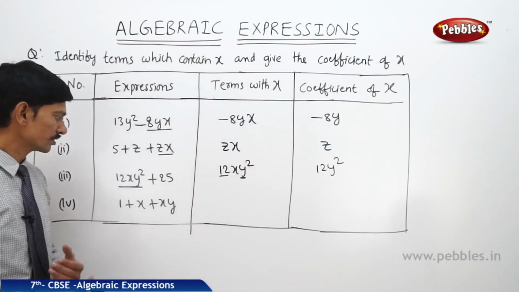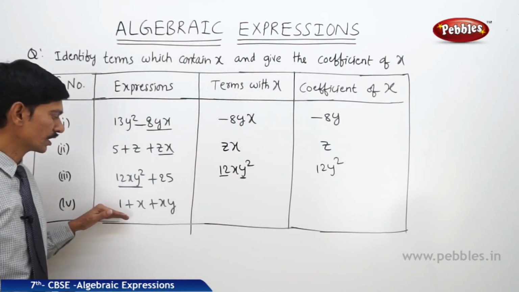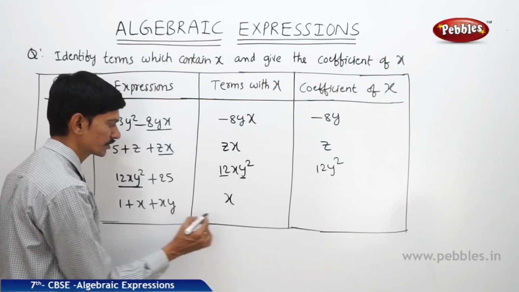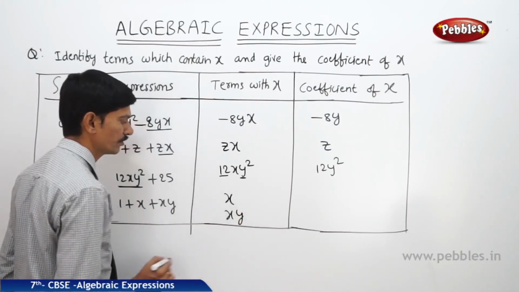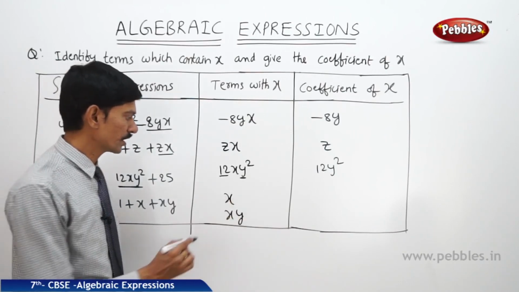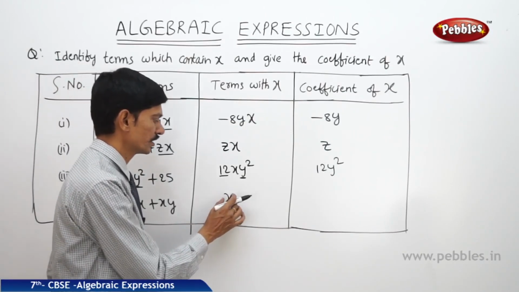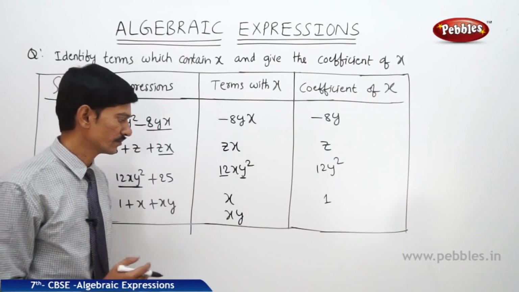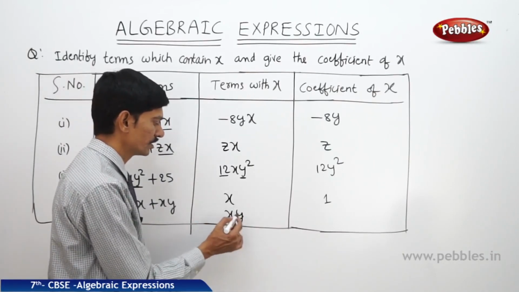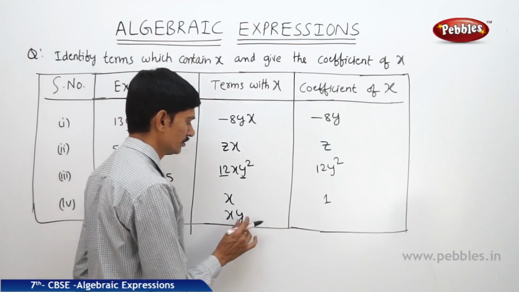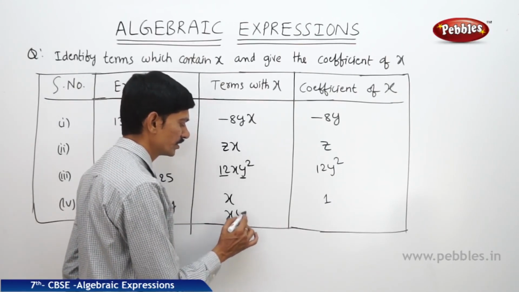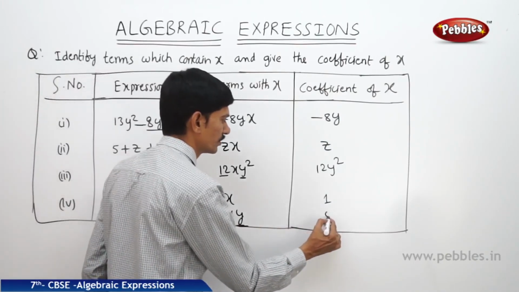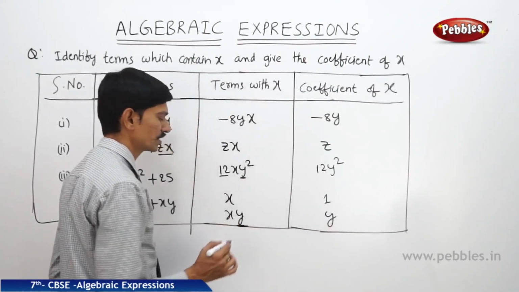Next, the fourth algebraic expression. In this the first term does not contain x and the second term contains x and also the third term contains x. So here two terms contain the variable x. In this, what is the numerical coefficient of x in the first term? That is 1, because it is 1x means the numerical coefficient is 1. And what is the numerical coefficient of xy? Here y is not the numerical coefficient but it is the coefficient of x. So here y is the coefficient of x in the second term xy.